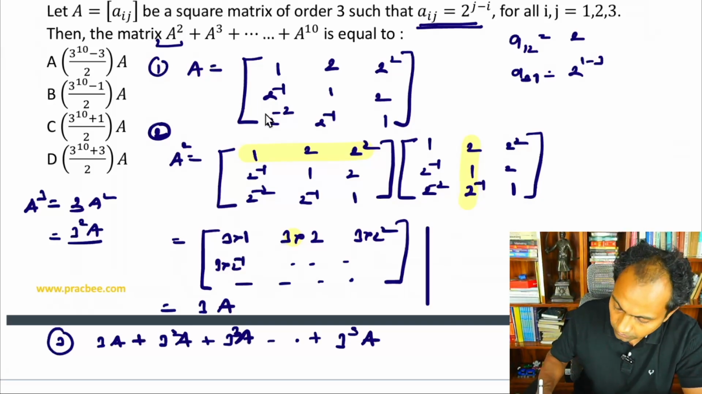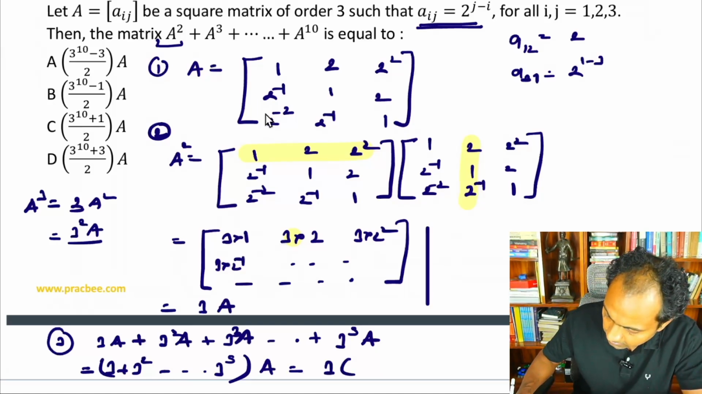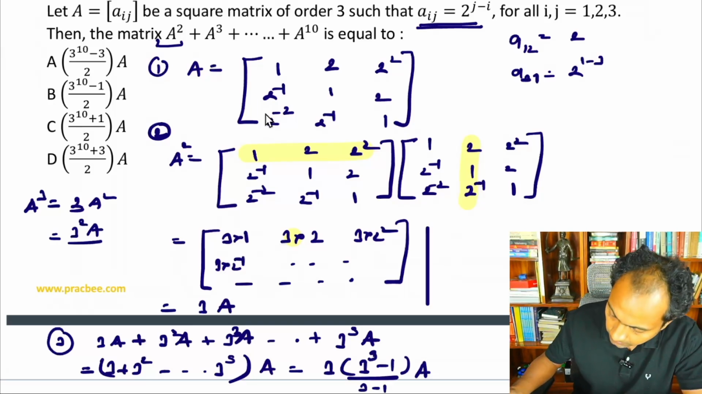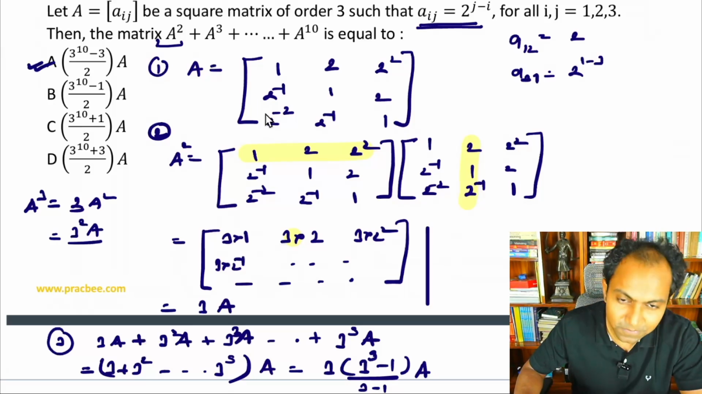So we have got a GP, 3 square up till 3 raised to the power 9 into A, and if we sum it up, it is a into r raised to the power n minus 1 by r minus 1, into A. If we simplify this, you can see that our option A matches.